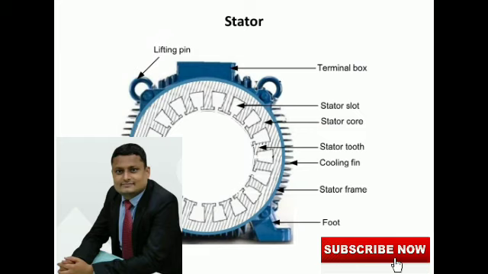Now the OD of the stator, D naught, equals 2 DCS plus 2HS plus D. So this value D naught will be equal to 2 times DCS plus 2HS plus D.